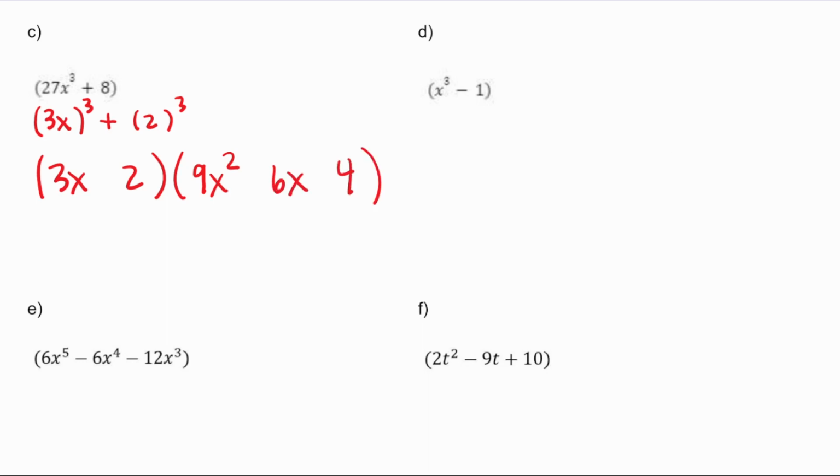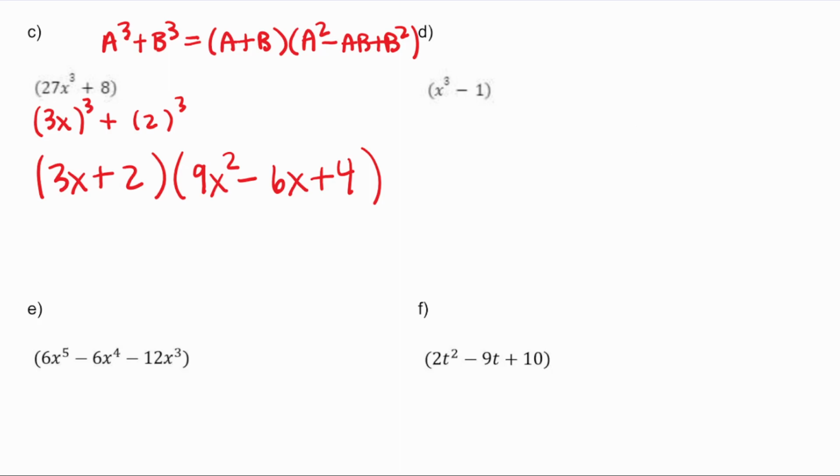Because it's always a to the 3 plus b to the 3. It starts off with a and b, and then a squared, ab, and b squared. And then the signs are the same as before, the opposite as before, and then this one's always positive. So same, opposite, always positive.